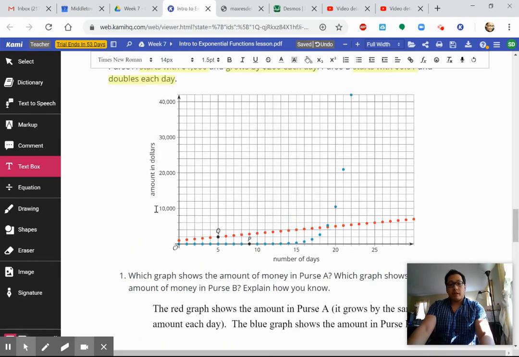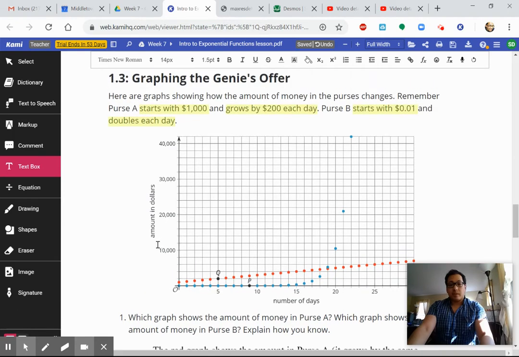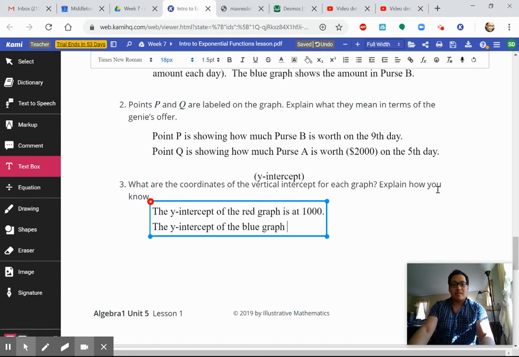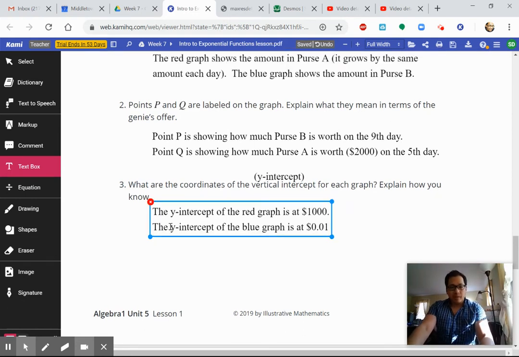What's the y-intercept of the blue graph? That's purse B, right? And what did purse B start at? That's right, it starts at a penny, 0.01. So the y-intercept always tells you what the starting value is. The y-intercept of the blue graph is at 0.01. Does it make sense? Hopefully it makes sense.